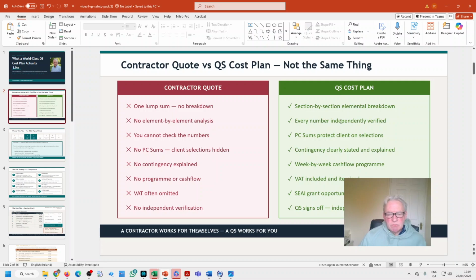Cost plan, section by section, and I'm calling it a cost plan, but isn't it? What is it? It's a complete analysis. It's a complete early analysis package. So PC sums, contingencies, cash flow is also in there, VAT included. We talk about grants and point in the right direction, then sign off.